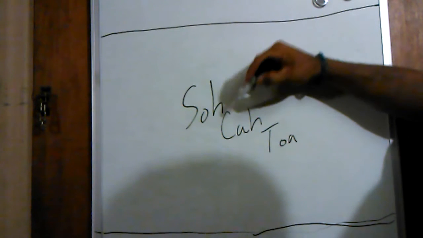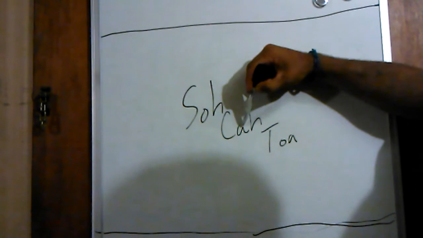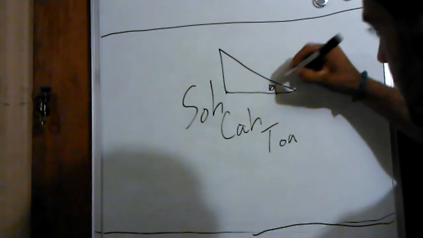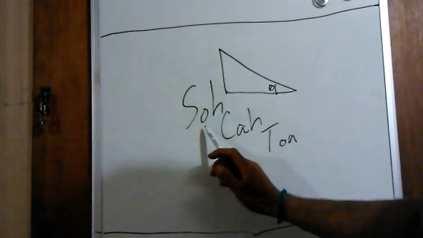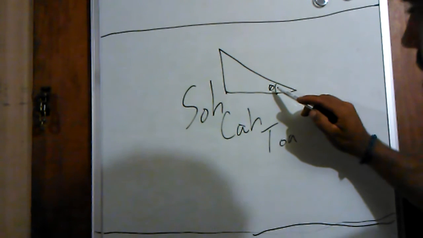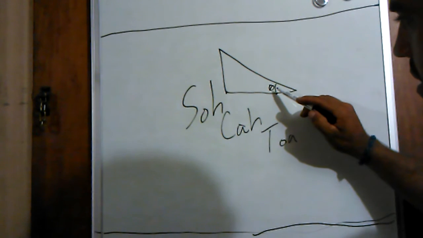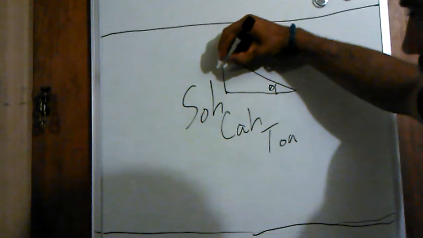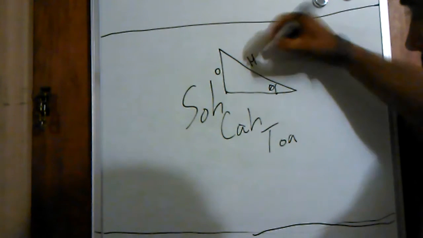SohCahToa. Remember, the S stands for sine, the C stands for cosine, and the T stands for tangent. The other letters represent sides of the triangle relative to the angle. So let's go back to our triangle, and we had theta here. O means opposite. If you're talking about this angle theta, the sine of theta is the opposite over the hypotenuse, where this would be the opposite side and this would be the hypotenuse.